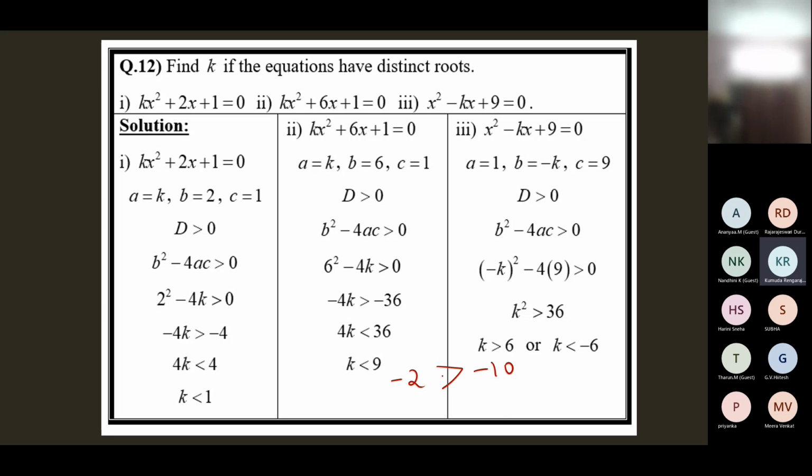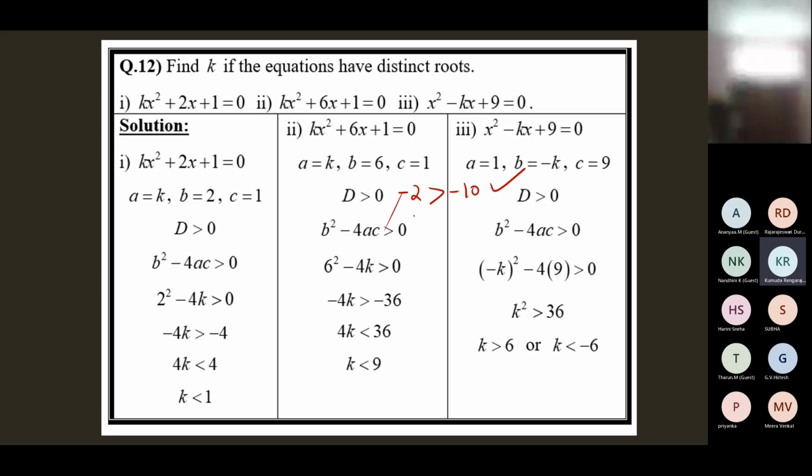Now suppose I take off the negative signs. Now I have 2 and 10. I'm cancelling the minus signs. I have 2 and 10. Can I write the same inequality? 2 greater than 10? No. The inequality is reversed. Minus 2 is greater than minus 10 is correct.